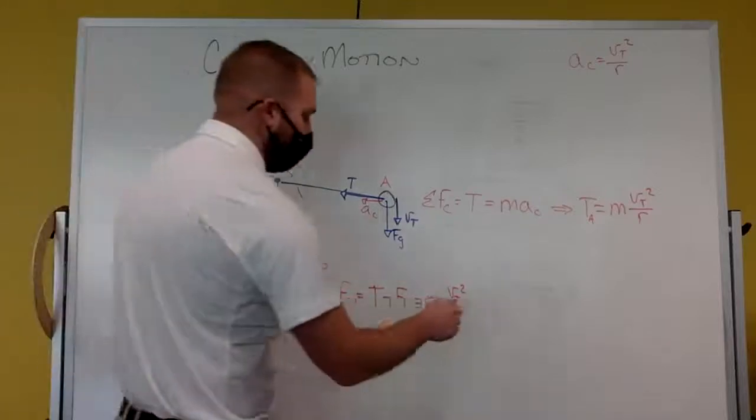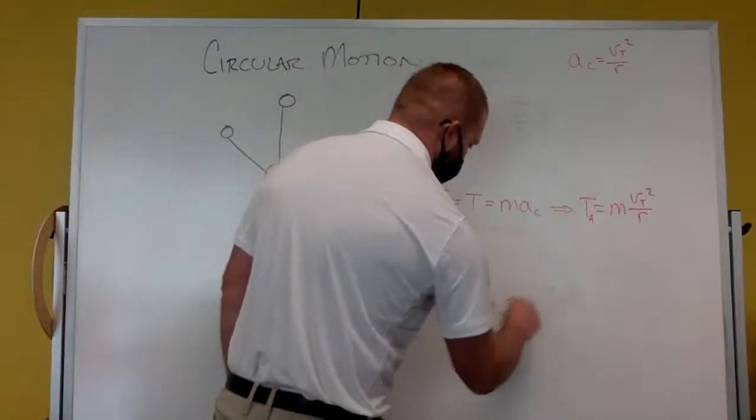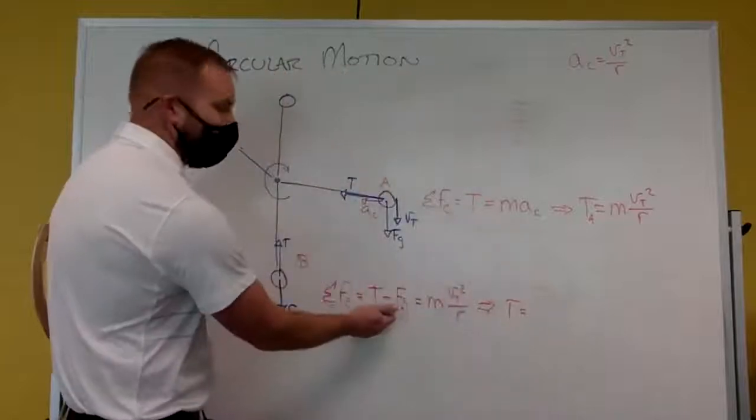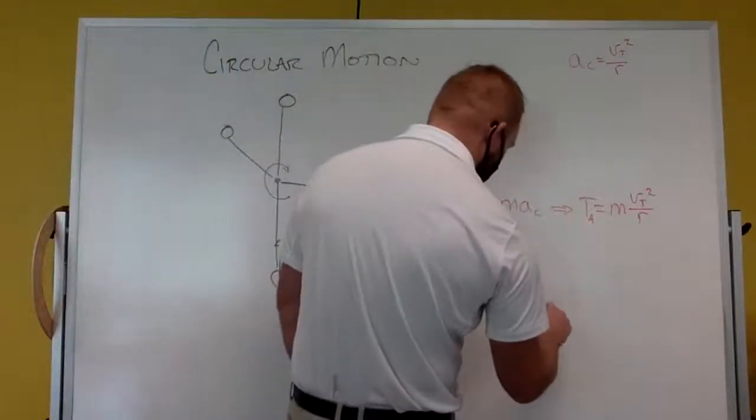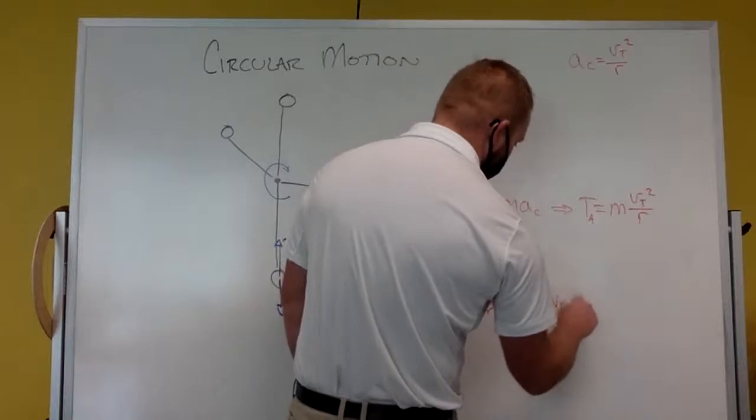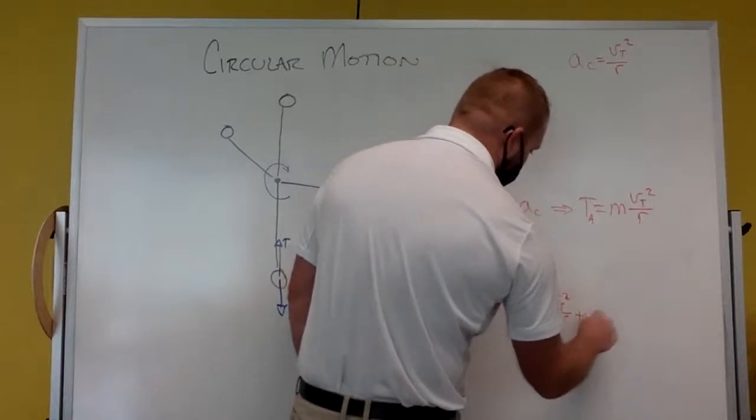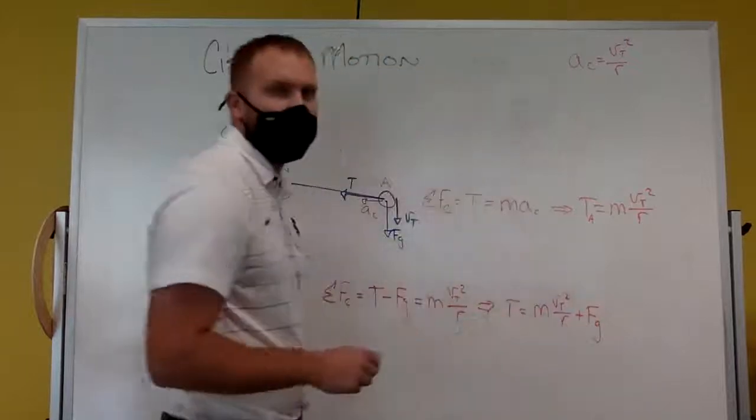So let's just solve for tension then, right? Solve for tension. What is tension equal? We need to get gravity to the other side, right? So in this case, the tension is mass times velocity tangential squared over R plus my force of gravity.